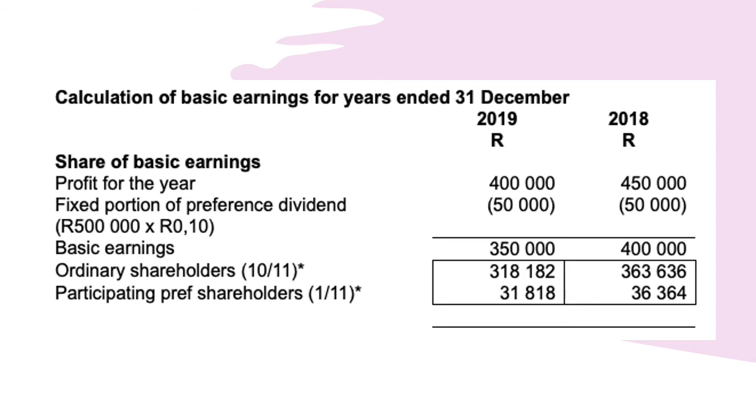And therefore, we can deduct the preference dividends in order to get basic earnings. Importantly, in relation to participating preference shares, we would only deduct the fixed portion of the preference dividend in order to get the basic earnings. We know that there were 500,000 participating preference shares in issue throughout the year, and the fixed dividend amounts to 10 cents per share. Therefore, the fixed portion of the preference dividends amounts to 50,000 Rand.